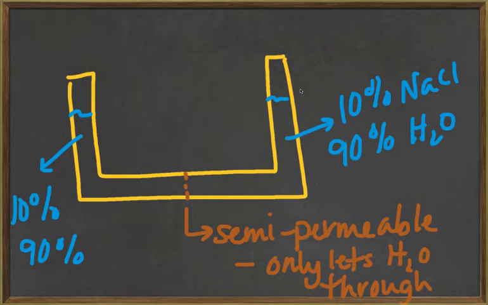Now, does that mean that my water isn't moving through my semi-permeable membrane? No. I always have molecules moving, but my molecules are at equilibrium. So for every one molecule of water that goes to the left, I have one molecule of water that goes to the right. But this would be an isotonic solution.